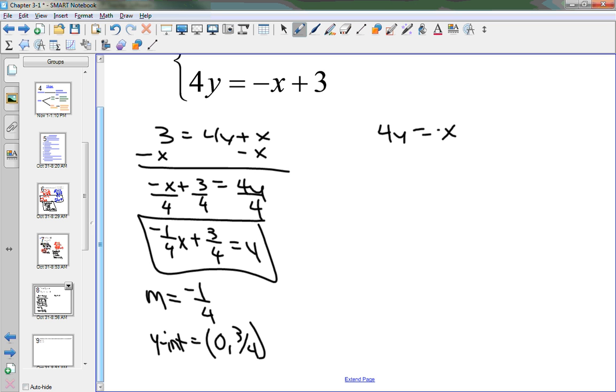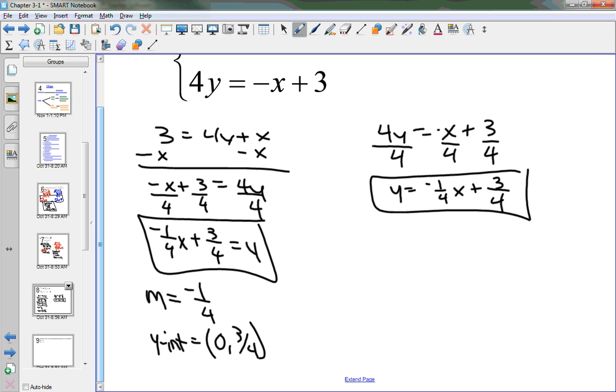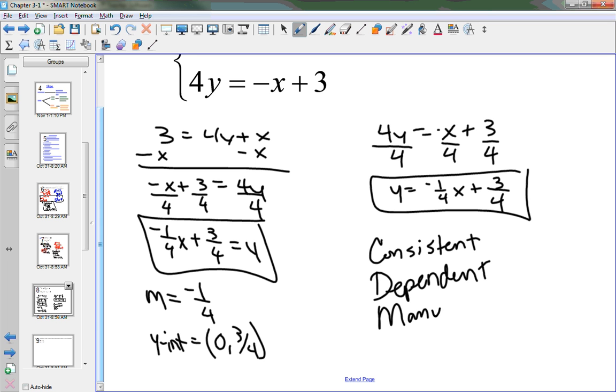Go to the next equation. 4y is equal to negative x plus 3. So what do I do there? y is equal to negative 1/4 x plus 3/4. What do you notice about these two things? They're both exactly the same. Is my system consistent or inconsistent if they're exactly the same? It's consistent. Is it independent or dependent? It's going to be dependent. And how many POIs do I have? I have infinitely many POIs.